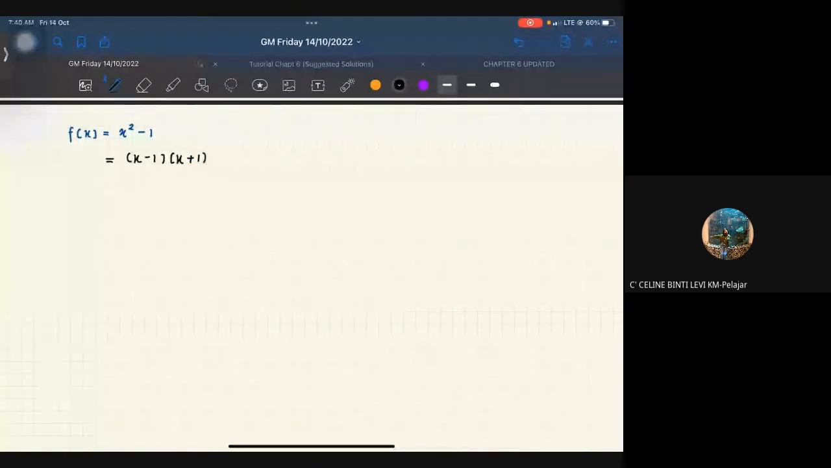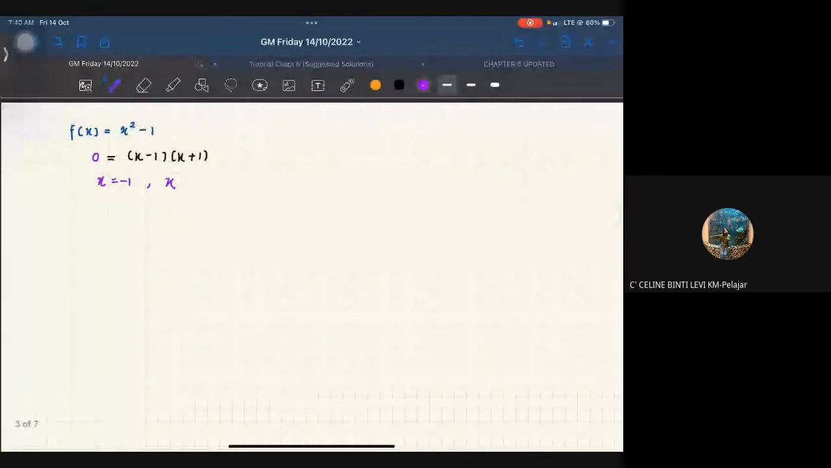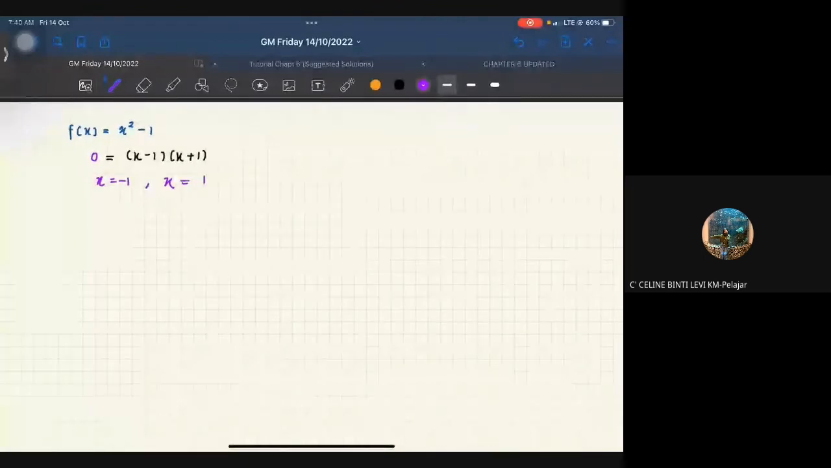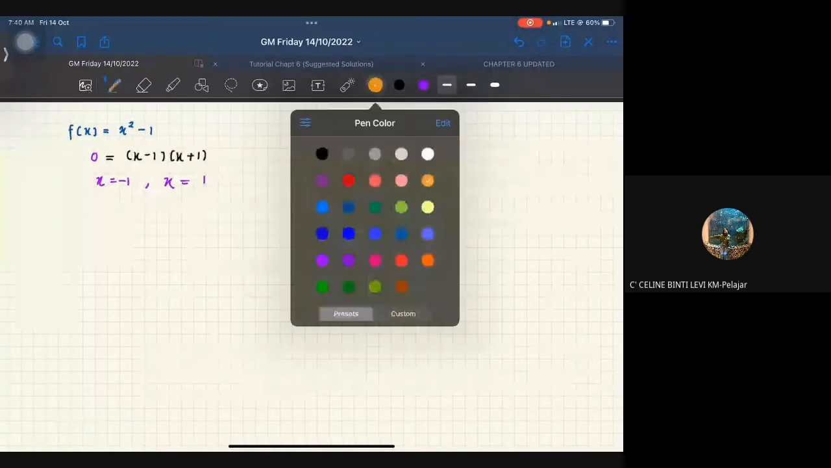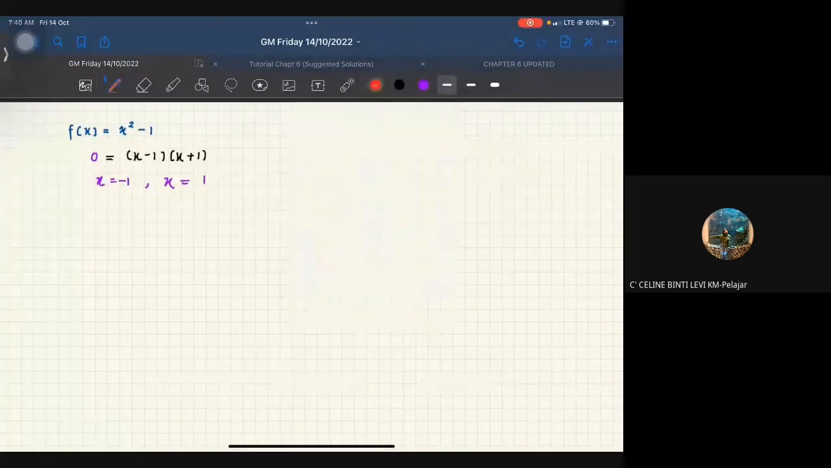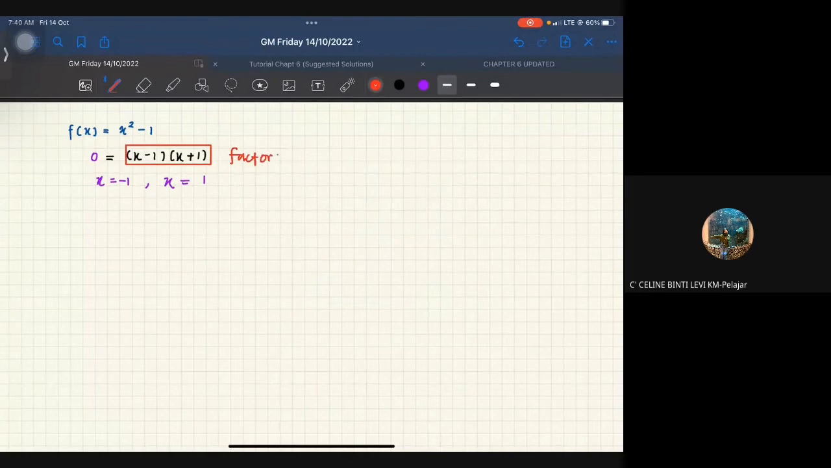Okay, so let's say kalau saya nak try solvekan, saya jadikan dia samakan dengan kosong. So I will get x equals to negative 1, x equals to 1. Okay, so apa yang saya nak beritahu dekat sini adalah the one yang saya buat dekat dalam bentuk bracket, this one, is what we call as factors. Okay, so ini kita panggil dia sebagai factors.